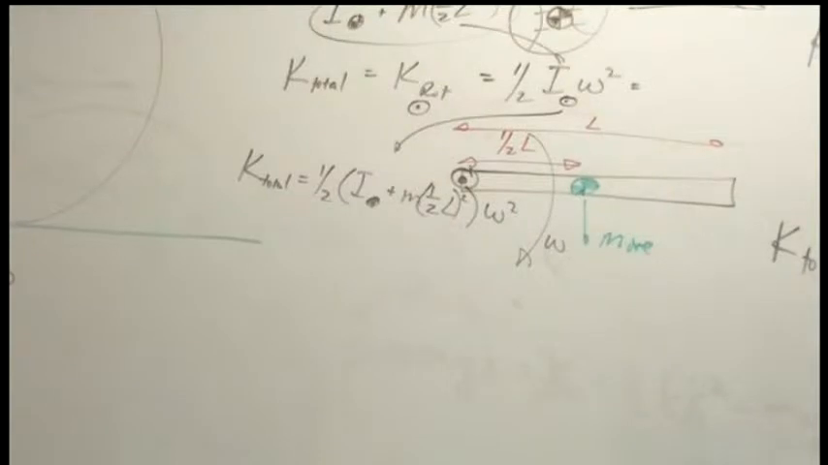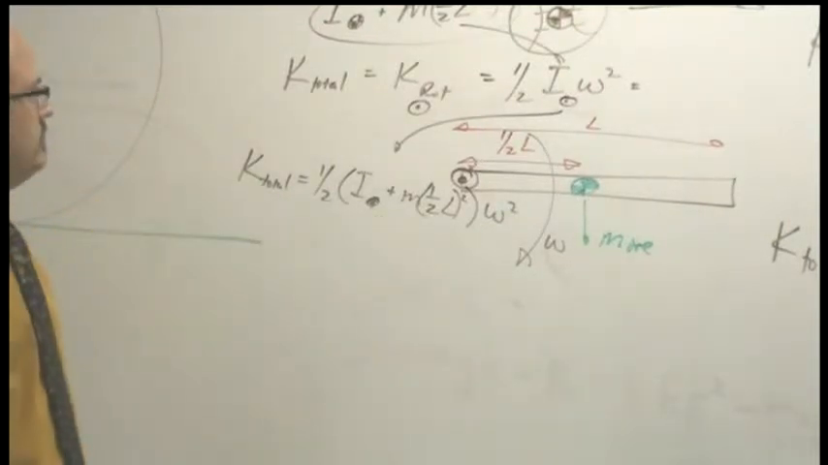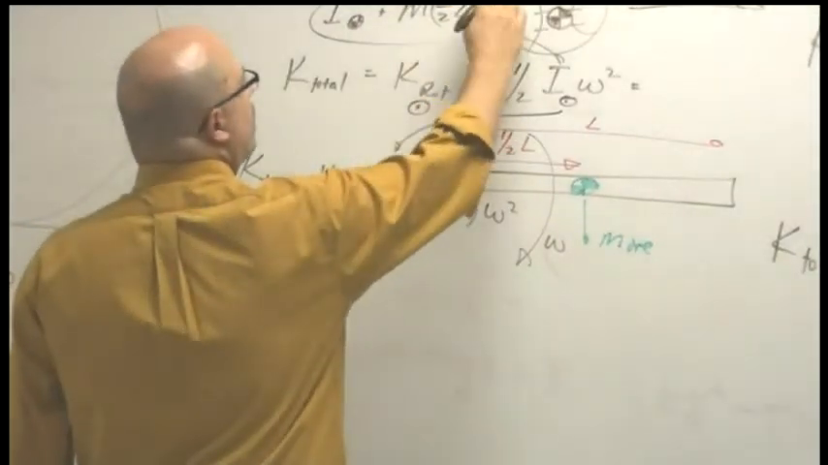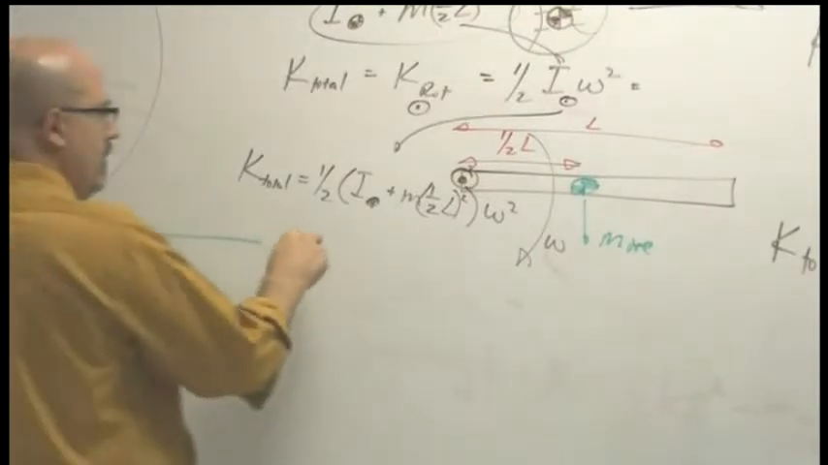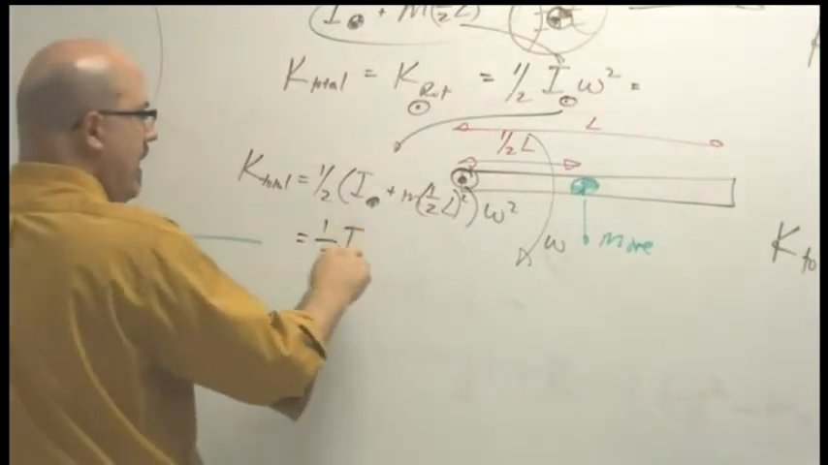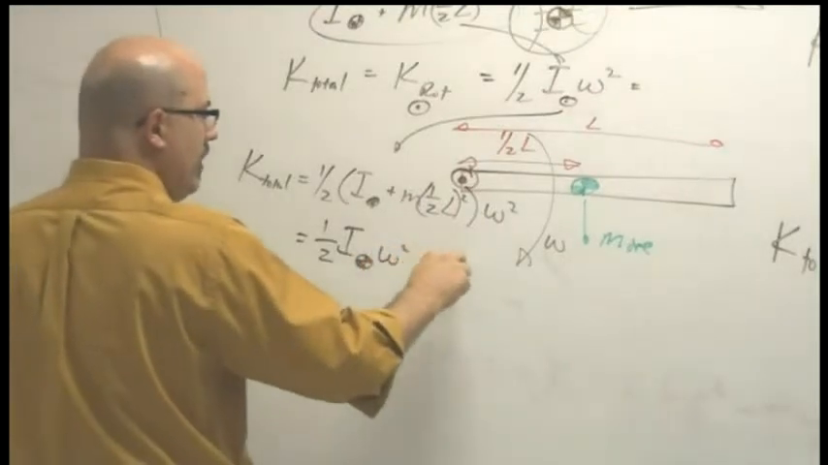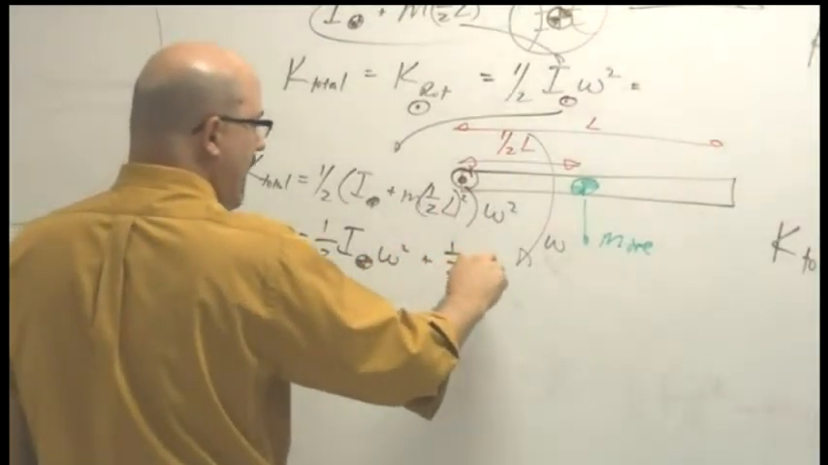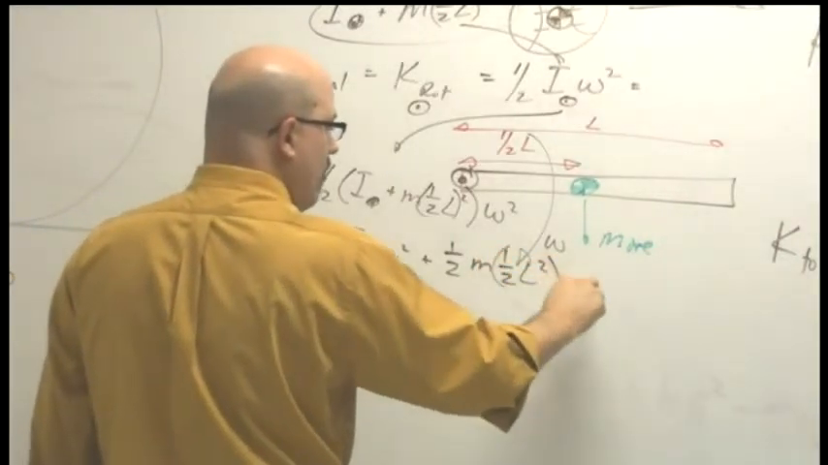Shouldn't it be 1/4 L squared since the 1/2 is squared as well? Yeah, that's squared. Oh, no, I put it in parentheses. Right there, yeah. Sorry, thank you. All right, so I'm going to multiply everything out. So I get 1/2 I about the center of mass, omega squared, plus 1/2 m (1/2 L) squared times omega squared.